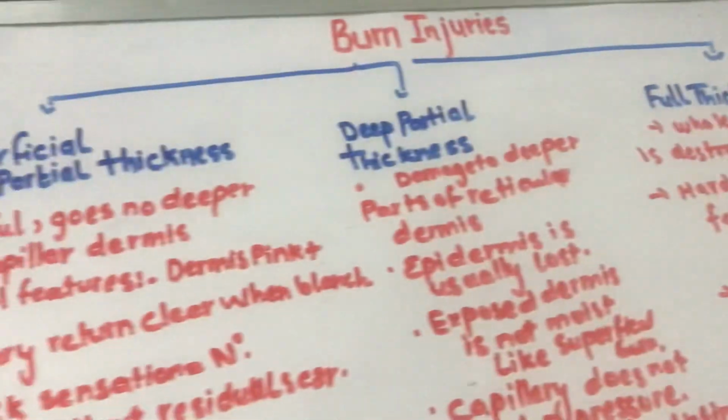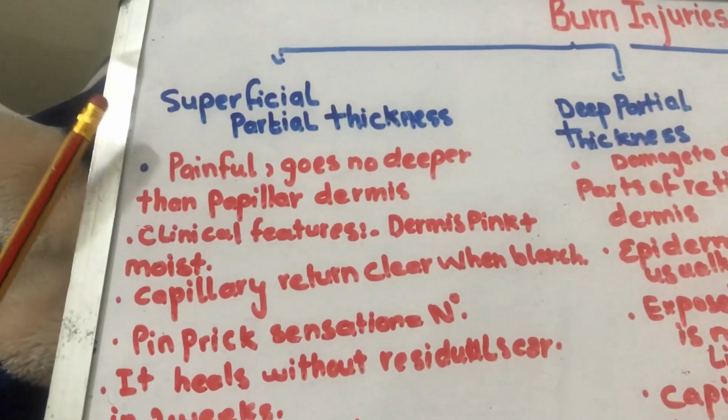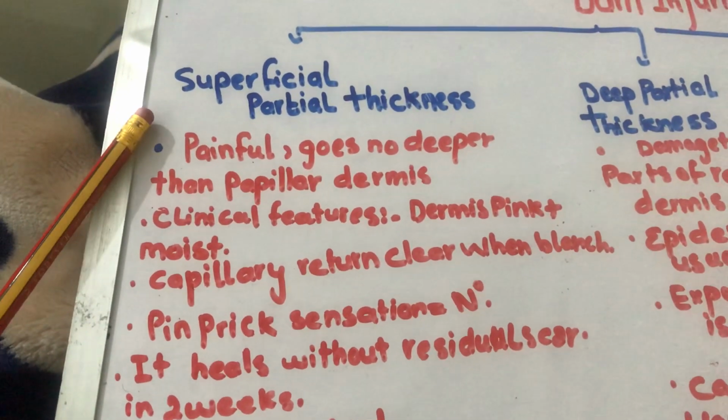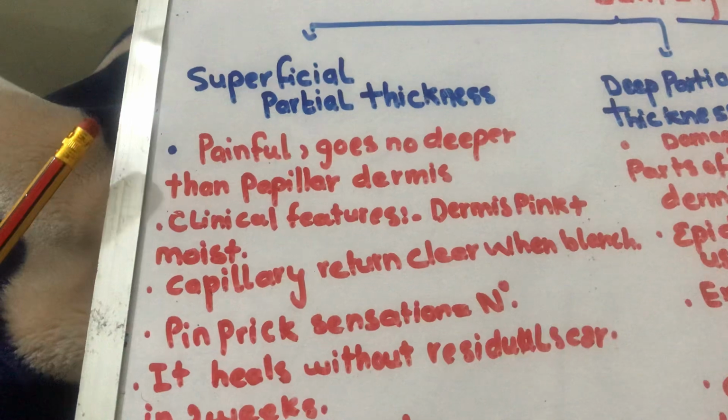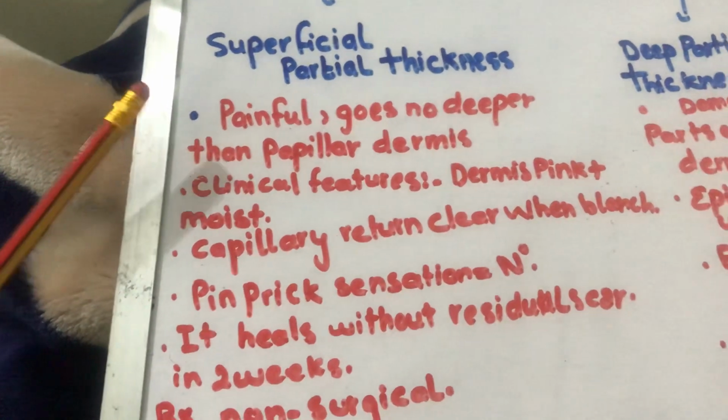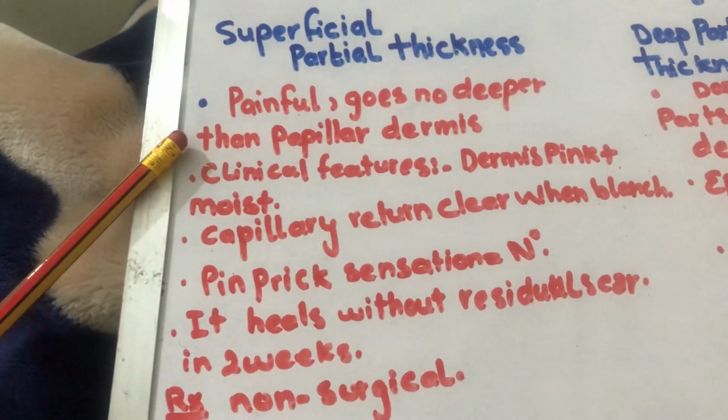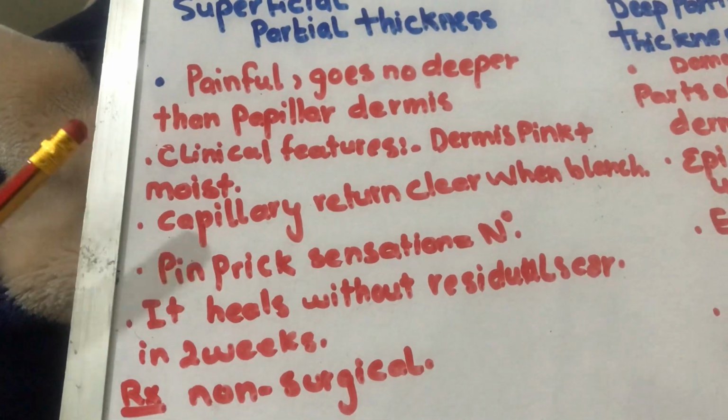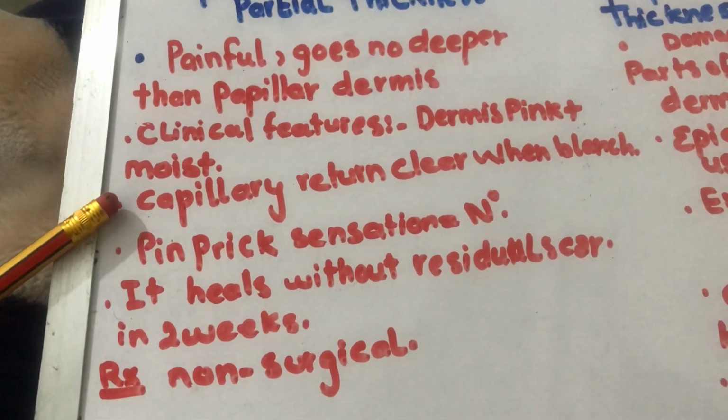First is the superficial partial thickness, also known as the first degree burn, and it is painful and is much more painful. It goes no deeper than the papillary dermis, and the clinical feature is that the dermis is pink and moist. Capillary turns clear when blanched.